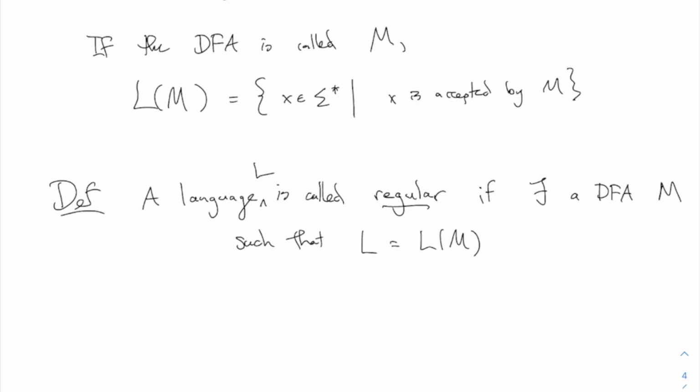All right? I hope you're familiar with this little guy here. This is a backwards capital E, which means there exists. So a language is called regular if there is a DFA such that that language is the language of that DFA. All right.